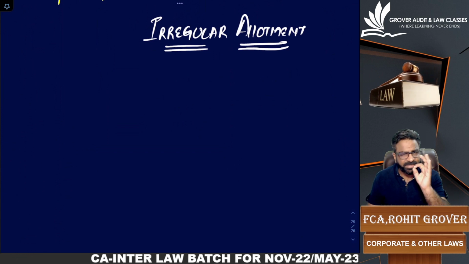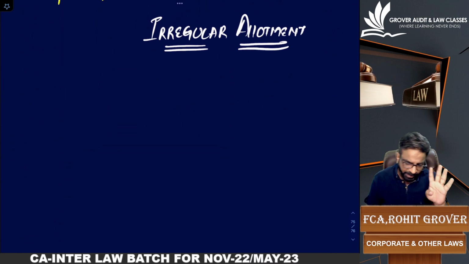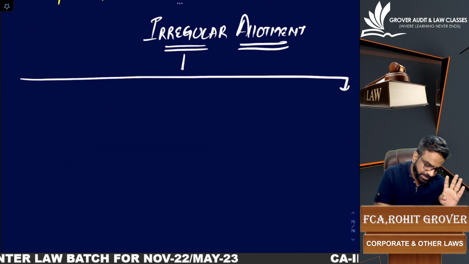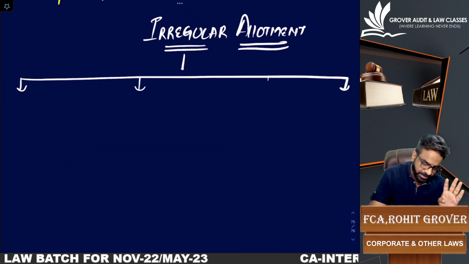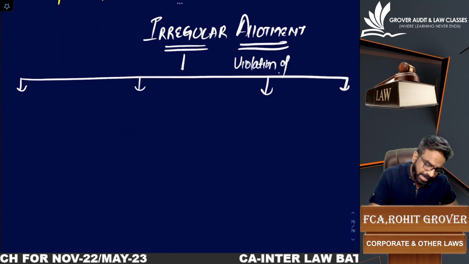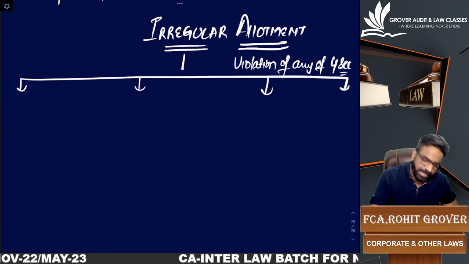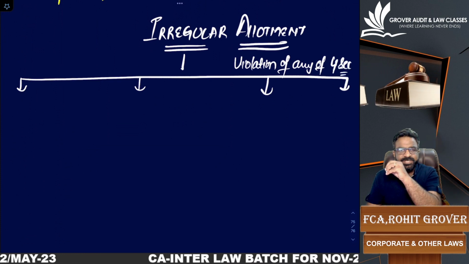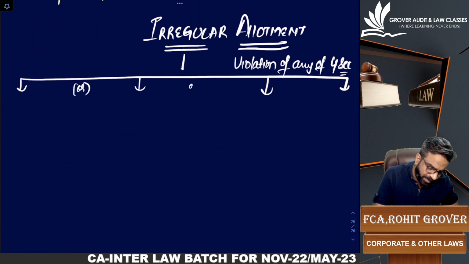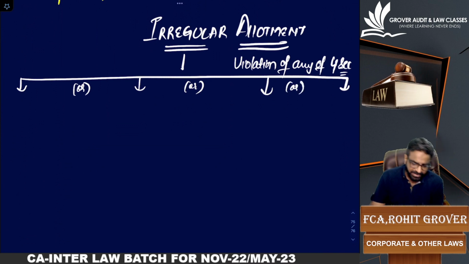Now, I will give you a very simple hint. If this question comes in the examination, you just have to remember 4 sections. How many sections? 4 sections. Violation of any of these 4 sections is called irregular allotment. Very easy to remember. Violation of any of these 4 sections is known as irregular allotment.